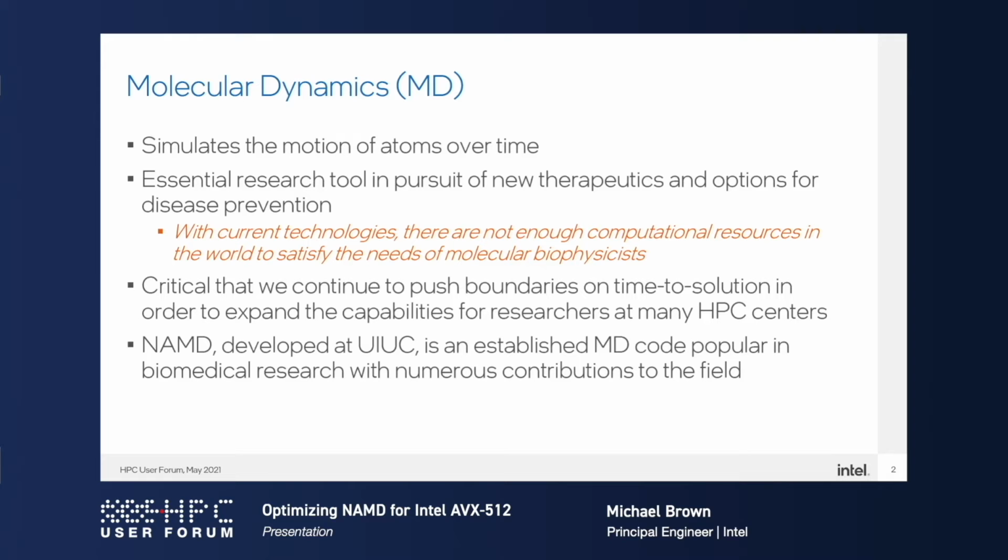With current technologies, there are not enough computational resources in the world to satisfy the needs of molecular biophysicists. It is therefore critical that we continue to push boundaries on time to solution in order to expand the capabilities for researchers at many HPC centers. NAMD, developed at UIUC, is an established MD code popular in biomedical research with numerous contributions to the field.